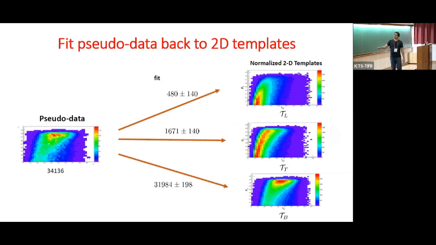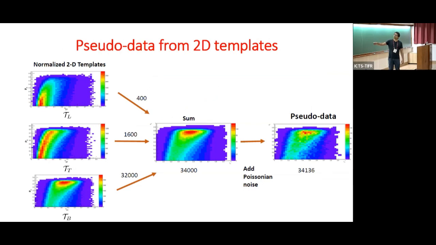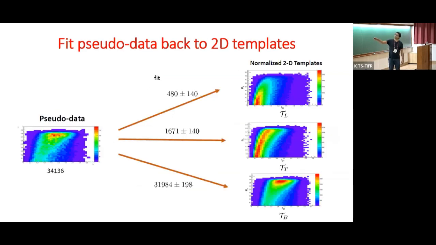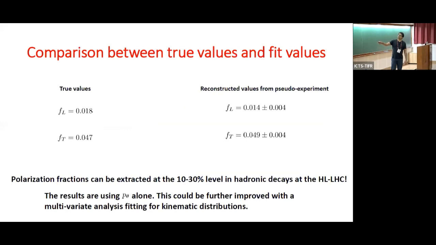Now we take our pseudo data and try to decompose it into linear combinations of these templates by doing a fit. We try to reconstruct these numbers, 400, 1,600, and 32,000, and this is what we get: 480 plus minus 140, 1,671 plus minus 140, and so on. So rather than looking at absolute numbers, let's look at the polarization fraction. The true fraction of longitudinal Ws is 1.8%, and the true fraction of transverse Ws is 4.7%. The rest is all background, right?